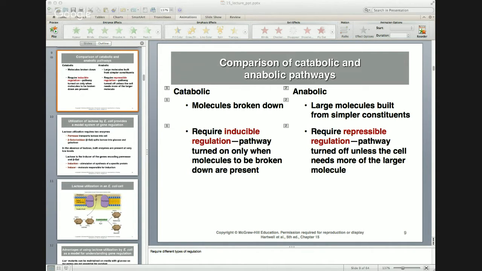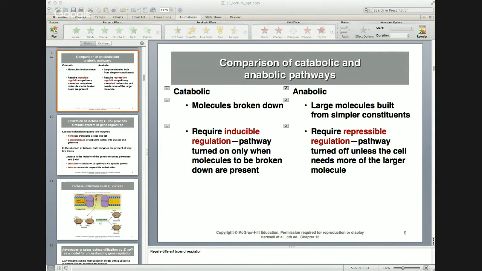So permease is necessary for the utilization of lactose in E. coli. Once the lactose gets inside the cell, it has to be broken down to smaller components. In this case, it's broken down to galactose and glucose. And in order to do that, the enzyme beta-galactosidase is required. So beta-galactosidase breaks down lactose into smaller components. This is an example of catabolism, the breaking down of a larger molecule into a smaller molecule.